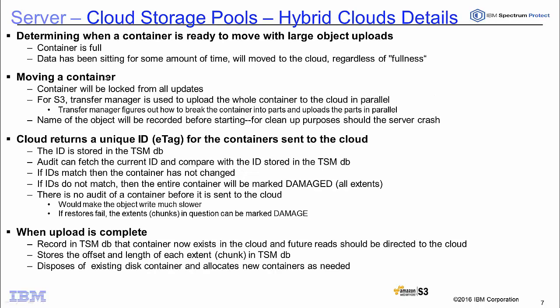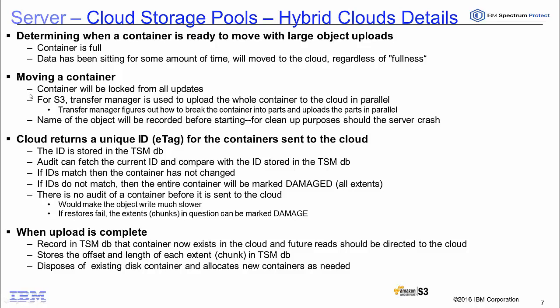Some of the details on that: when we're looking at this large object move for the S3 protocol, we will start moving those objects when either the container is full or if that data has been sitting out in a container for a while and it doesn't appear that anything else is going to be written to it. We'll then go ahead and move it up to the cloud regardless of its fullness. When we move the container, we do lock that container so there's no more updates against it.